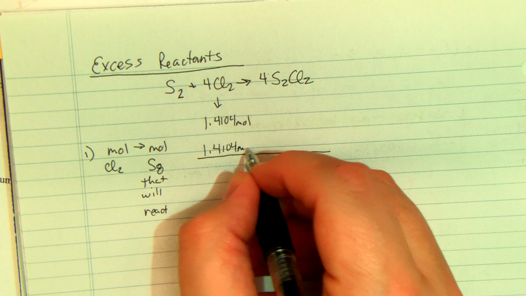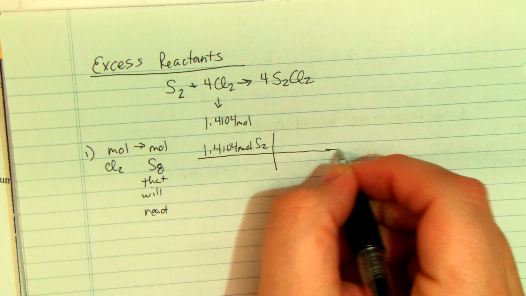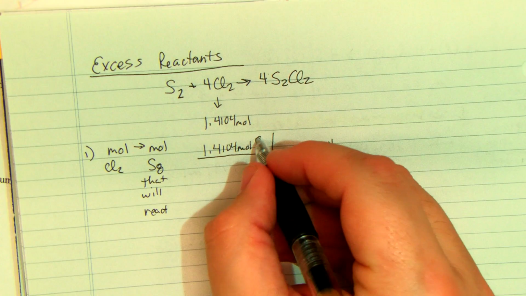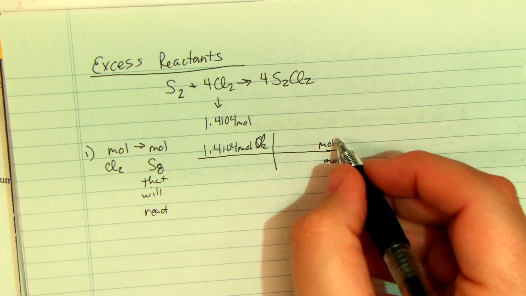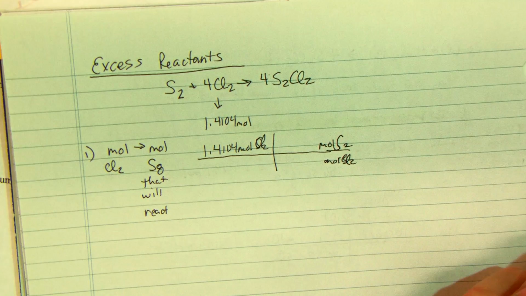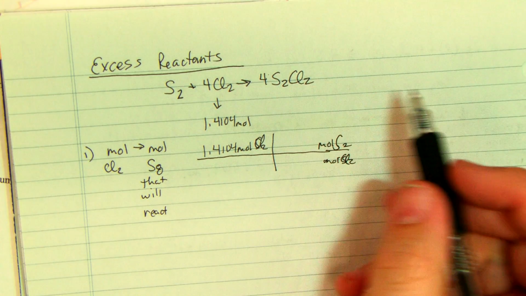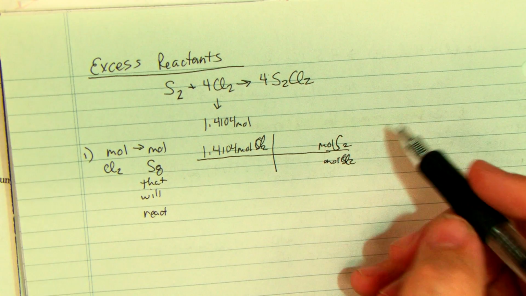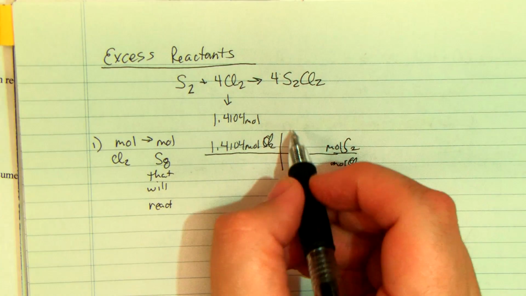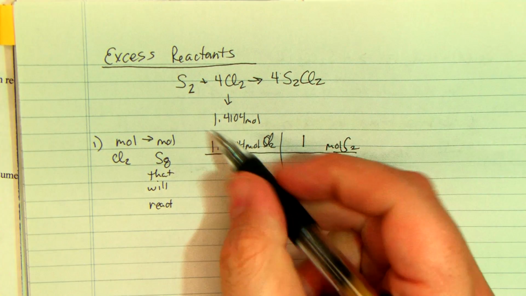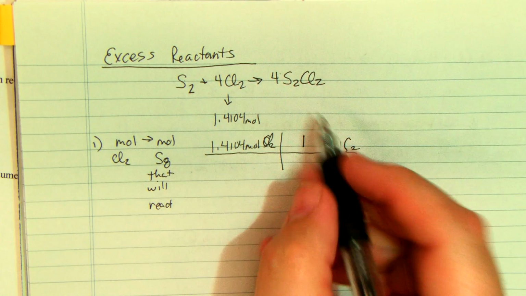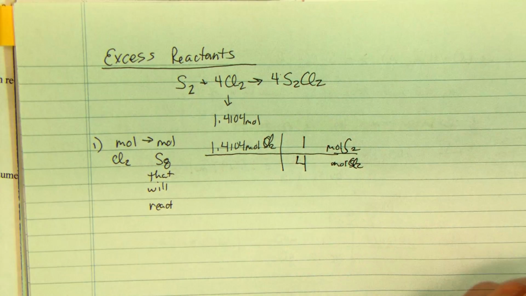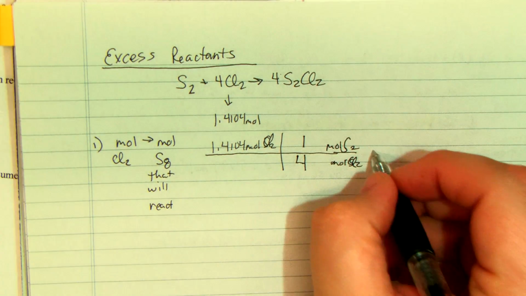1.4104 moles of Cl2, and I'm going to need the moles of S8 and the moles of Cl2. So what's the mole ratio? How many moles of sulfur and how many moles of chlorine? Look at the equation. What's the coefficient on sulfur? The coefficient is 1. What's the coefficient on chlorine? The coefficient is 4.